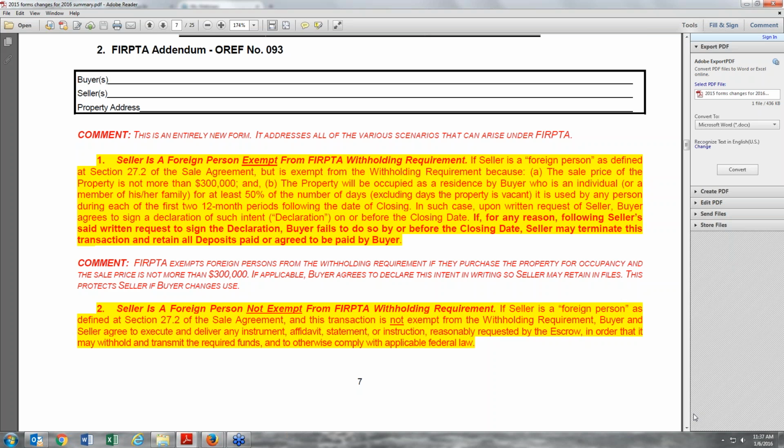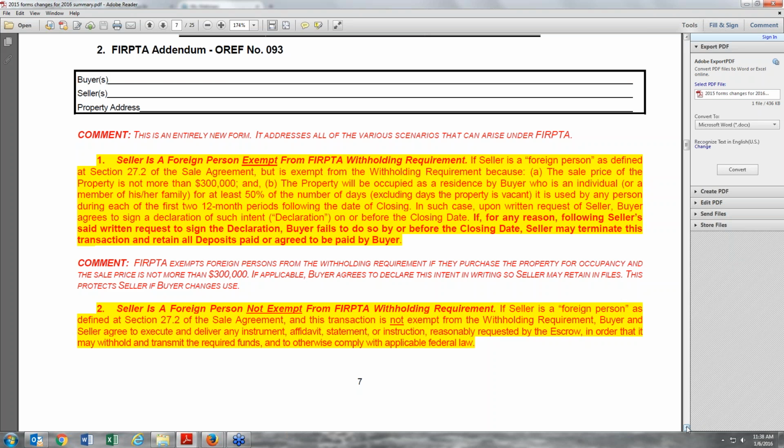Okay, so this addendum is completely new. And it says much of what I've talked about before, so I won't necessarily repeat it, but it talks about the exemptions from FIRPTA, the $300,000 and personal residence by the buyer for at least 2 years, 50% of the time. And then we have a provision that says, in such case, if it's exempt from FIRPTA, upon written request of the seller, buyer agrees to sign a declaration of such intent.